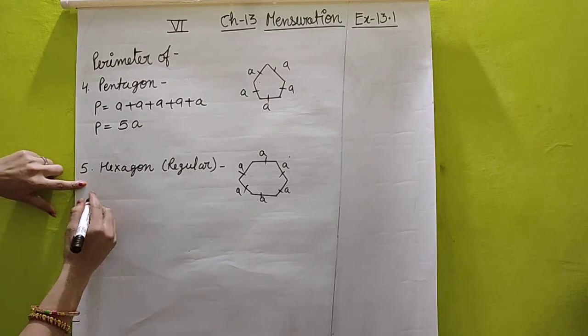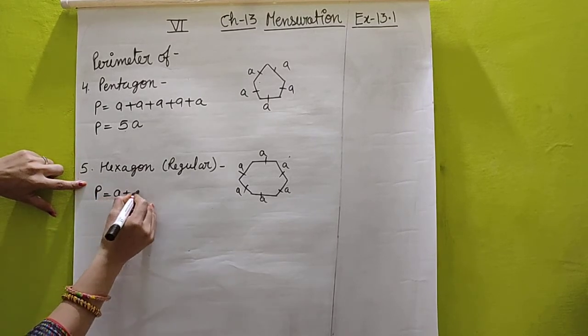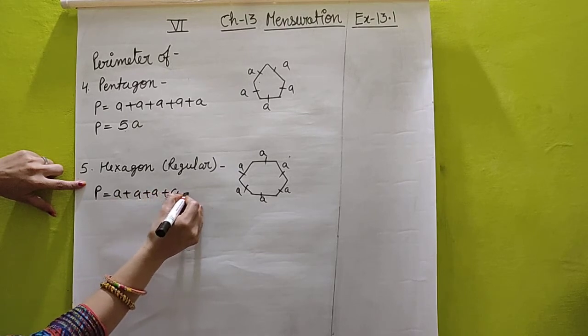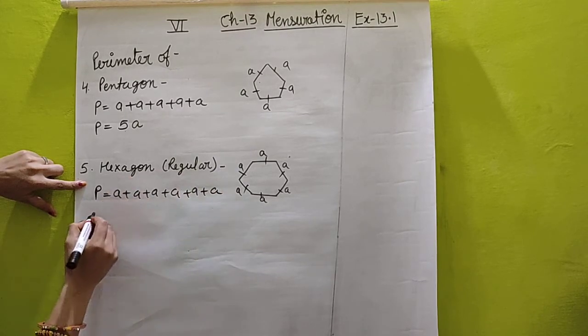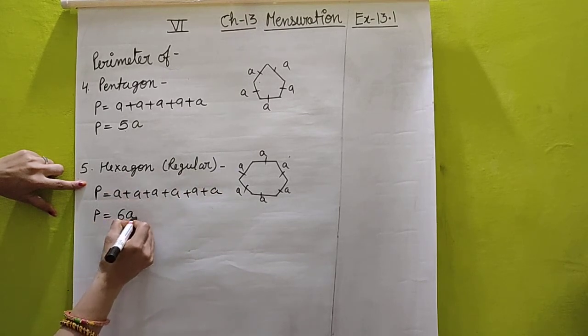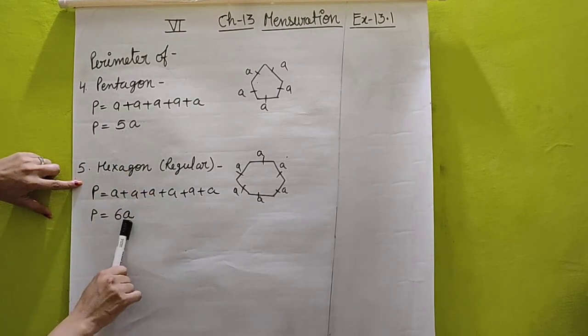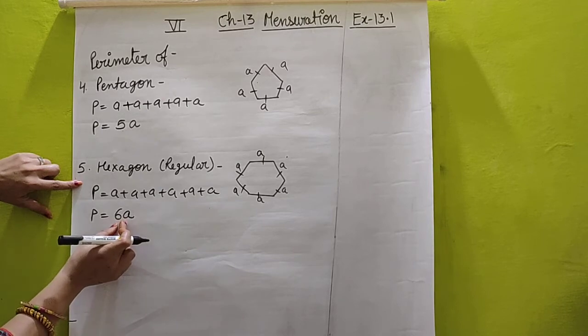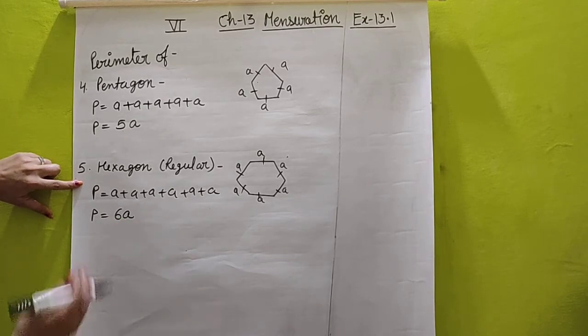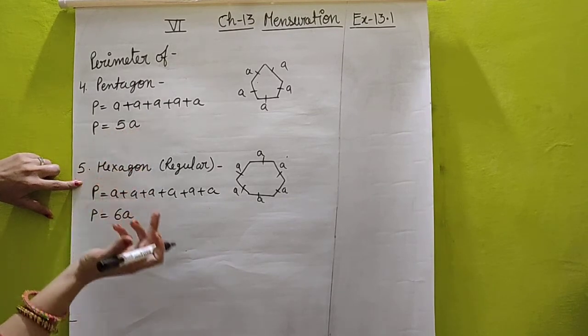In a regular hexagon, the perimeter will be A plus A plus A plus A plus A plus A, or I can write P is equal to 6 multiplied by A. Here, between 5 and A and between 6 and A, I am not putting a multiplication sign because there is no need to write it. 5A means 5 multiplied by A.